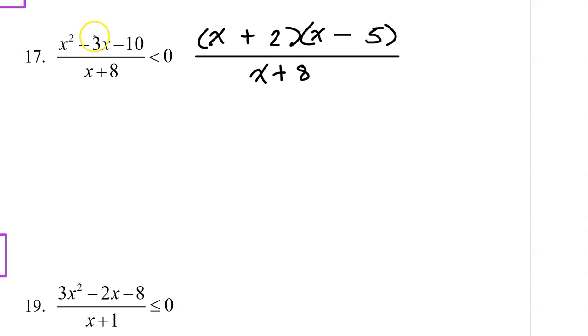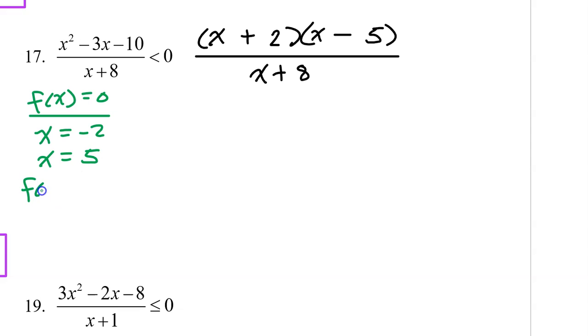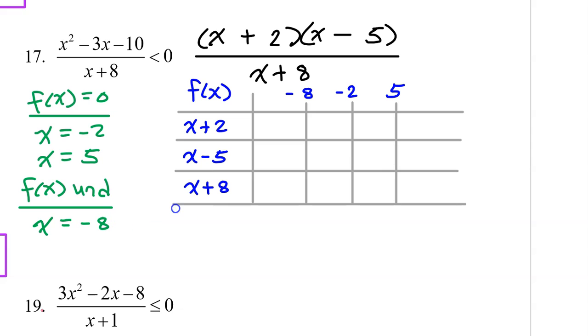So we factored it. F of x will equal 0 when the numerator equals 0. That's at x equals negative 2 and x equals positive 5. F of x will be undefined wherever the denominator is equal to 0. That's at x equals negative 8. Set up your sign chart like this.